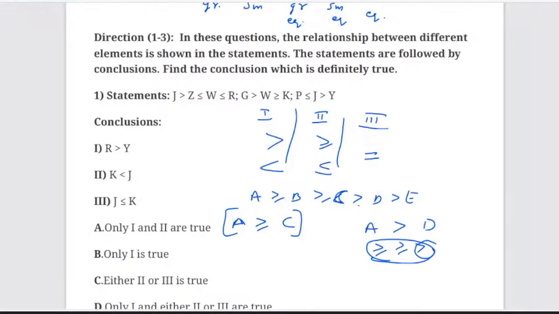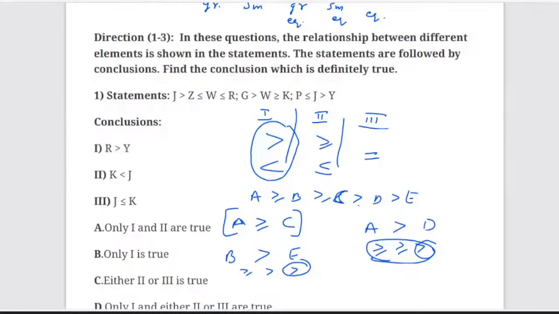Similar example, if I talk about B and E, what is the relation between B and E? Now, if you see, B is greater than equal to, then again greater than, and again greater than. So from B to E, we have three symbols. Now, first preference is always given to greater than. The answer will be B is greater than E. So remember, even if there is only one greater than or less than, the answer will be either greater than or less than, provided they all are facing the same side.